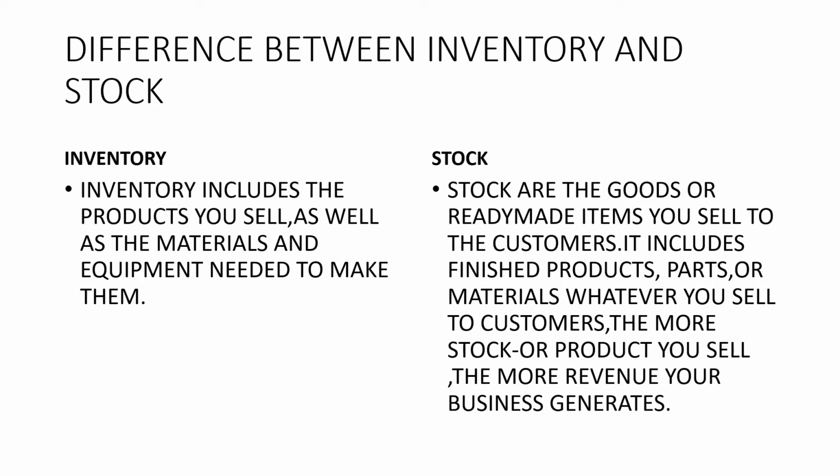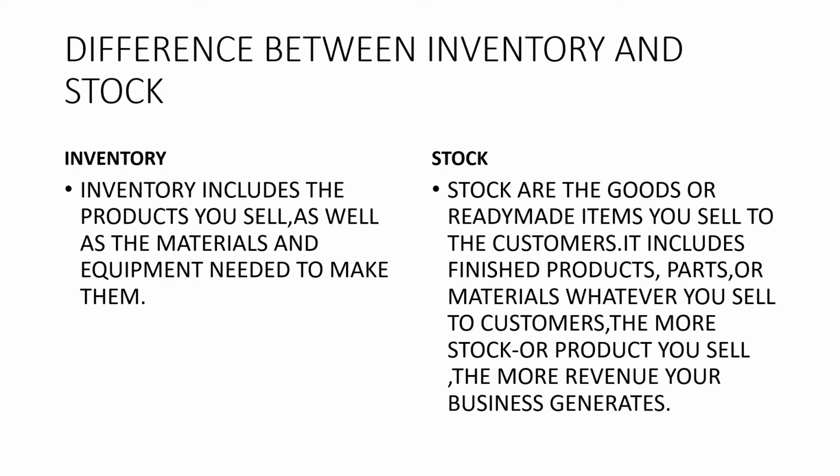Now next we come to the difference between inventory and stock. We have already learned what inventory is. Inventory includes the products you sell as well as the materials and equipment needed to make them. But stock is slightly different. Stock is the goods or ready-made items you sell to the customers. It includes finished products, parts or materials, whatever you sell to the customer.